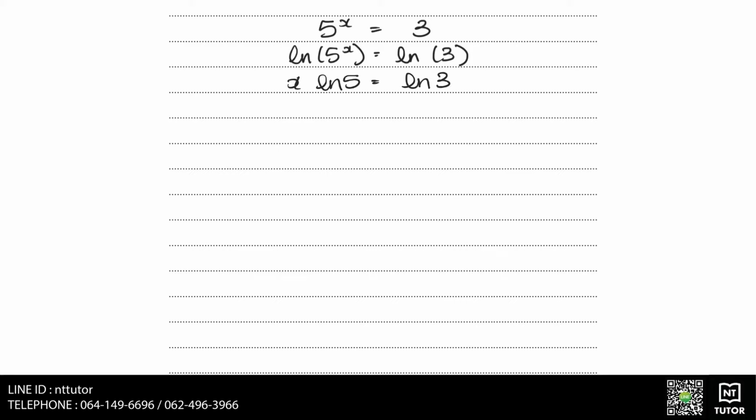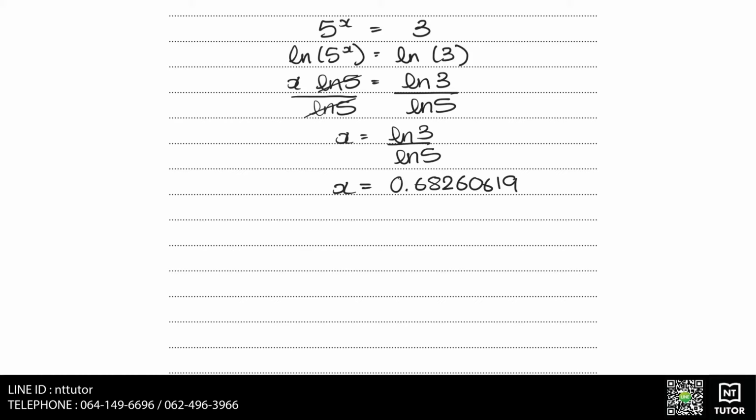And now we can solve for x, or make x the subject of the formula, by dividing both sides by ln 5. Remember, ln 5 and ln 3 are just numbers, so you can treat them just like numbers. And we get x equals ln 3 over ln 5, which you can type into the calculator, and it will give you 0.682606119. And we need to round it to 3 significant figures. So that's x equals 0.683.